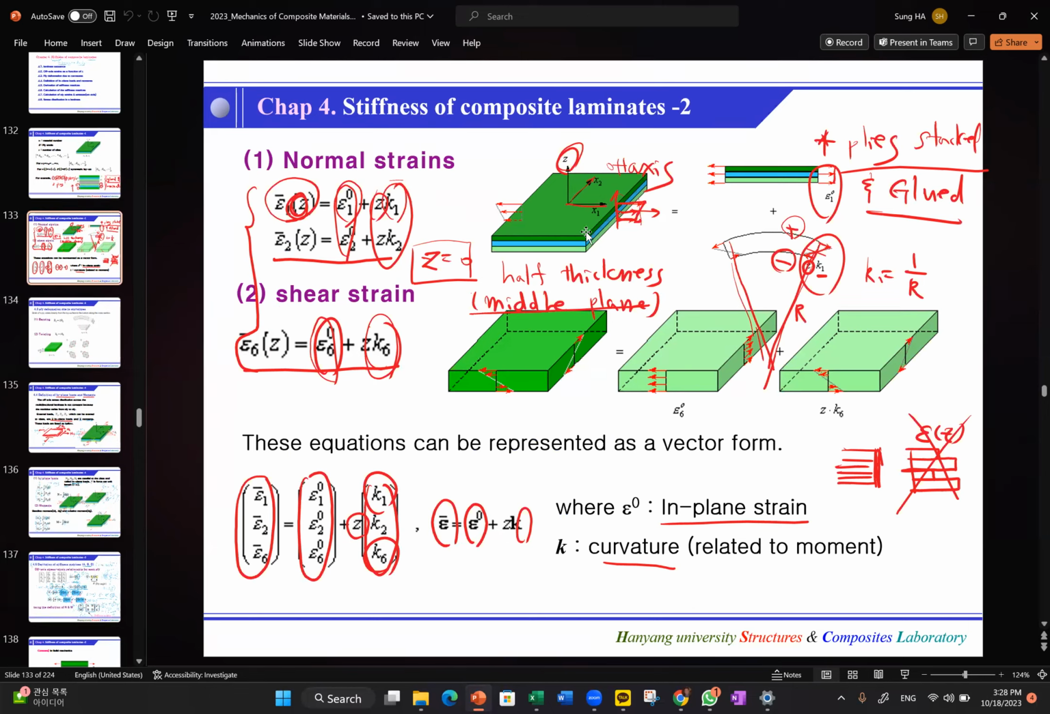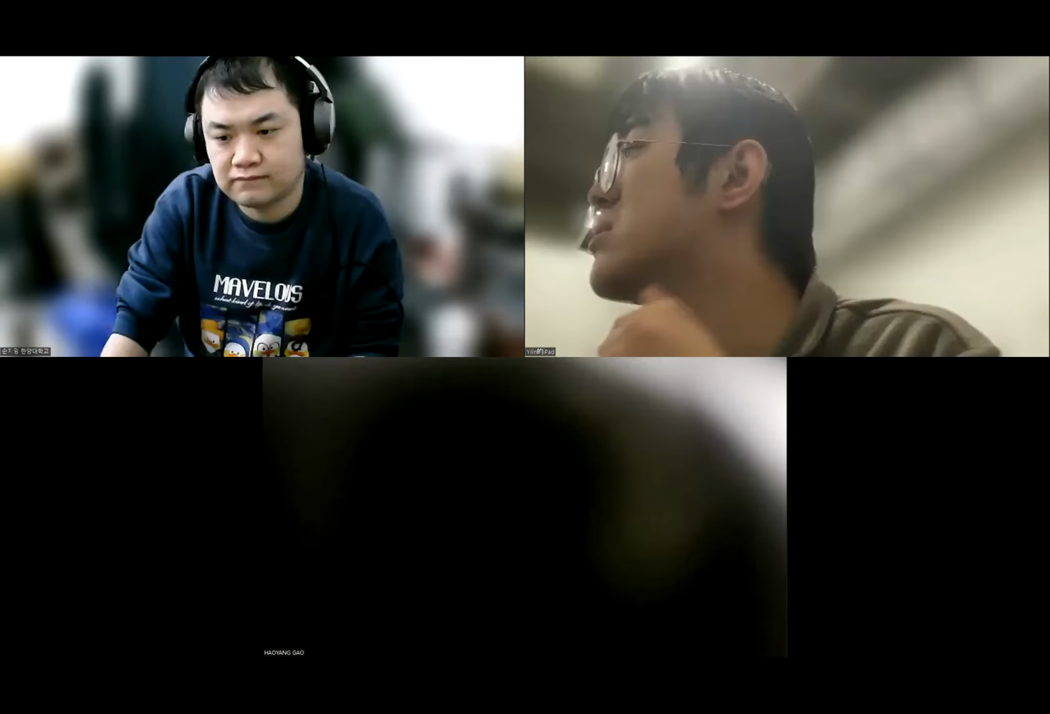Then this laminate will deform with an in-plane deformation, which will be uniform through the thickness, and then there will be a curvature. All the strain is linear through the thickness. Just 1 second.